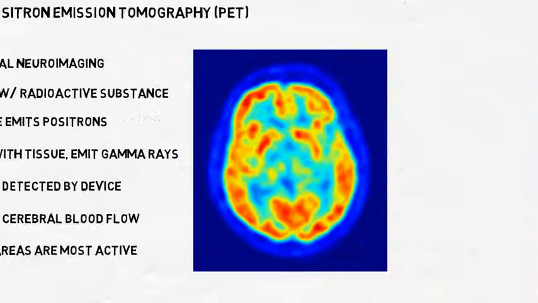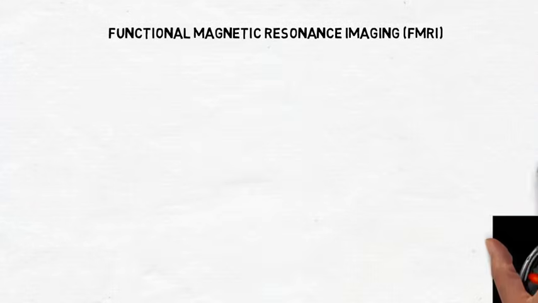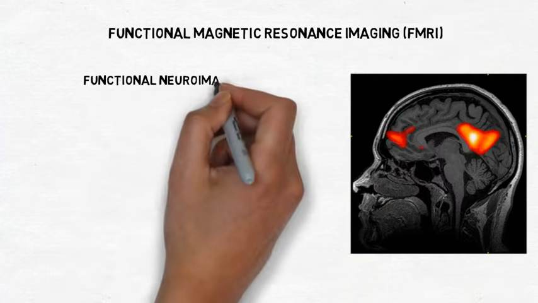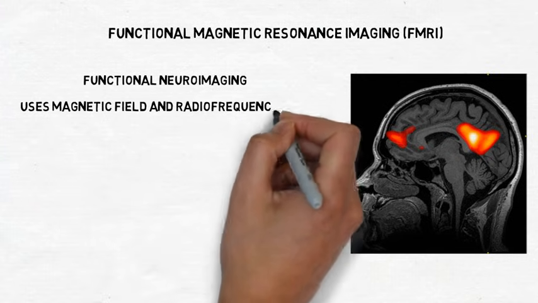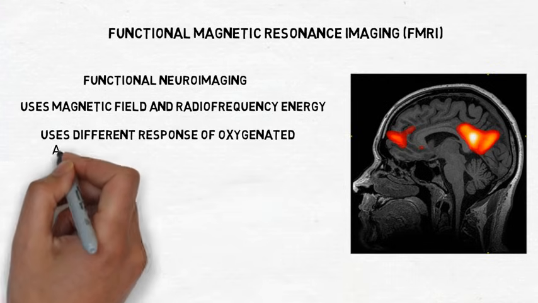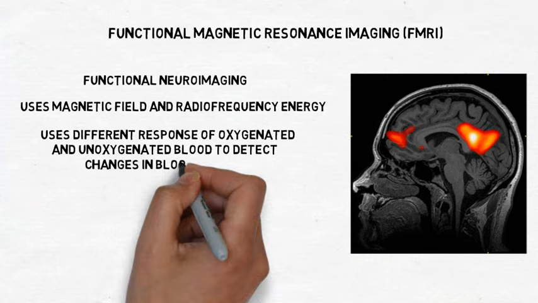Functional MRI, or fMRI, uses a similar approach to MRI but focuses on the different responses oxygenated and unoxygenated blood make to magnetic fields and radiofrequency energy. fMRI uses what is called blood oxygen level dependent contrast, or BOLD, to identify changes in blood flow in the brain, and thus to identify areas of the brain that are most active.